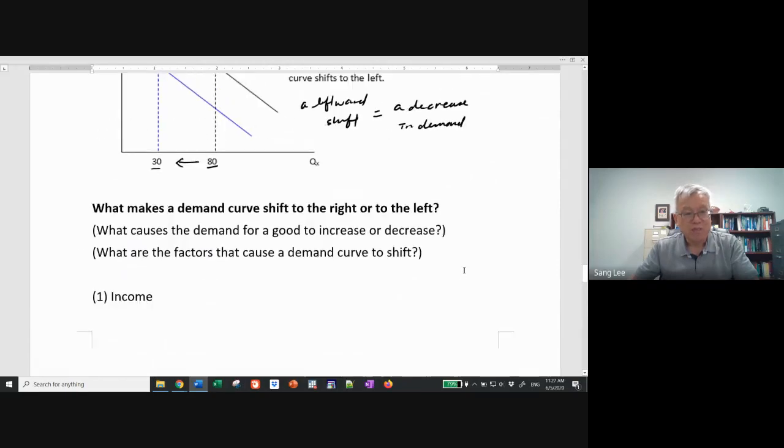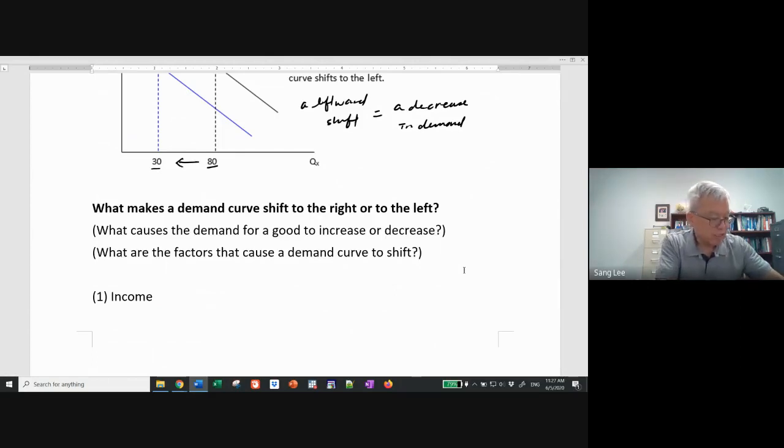So then what makes a demand curve shift to the right or to the left? Or what causes the demand for the good to increase or decrease? Or what are the factors that cause a demand curve to shift either to the right or to the left? That's what we're going to discuss.